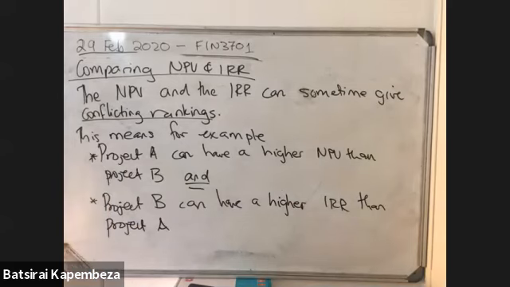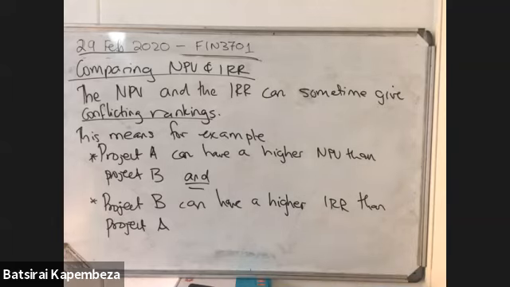We call this conflict in ranking because one project is being seen as better than the other project based on the NPV, but the IRR is saying another project is better than the other project. So this is called conflict in ranking. It's when two different techniques are ranking your two projects differently, right?